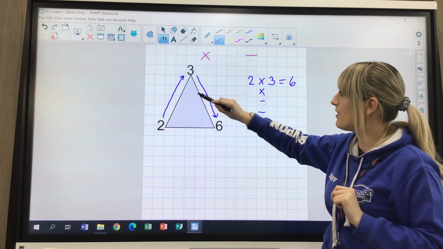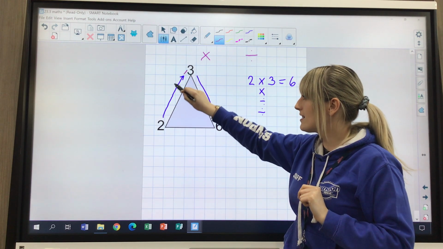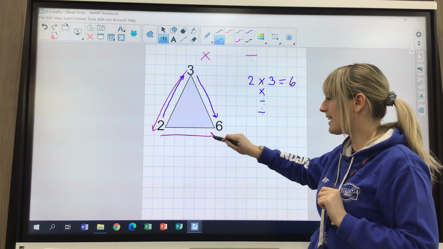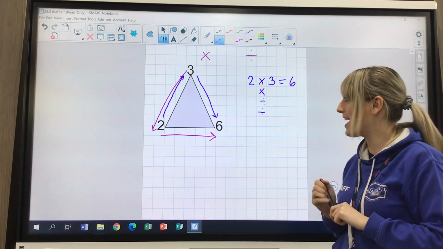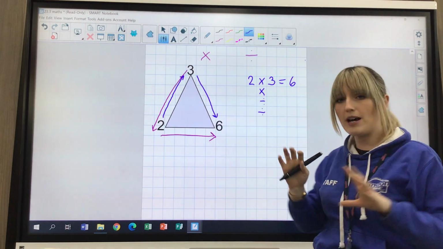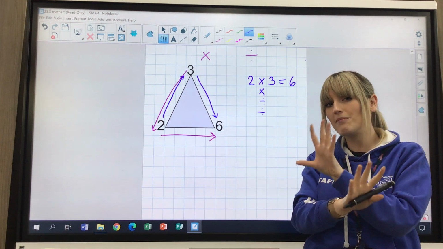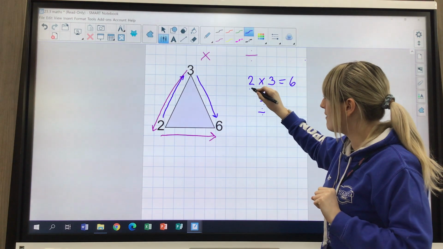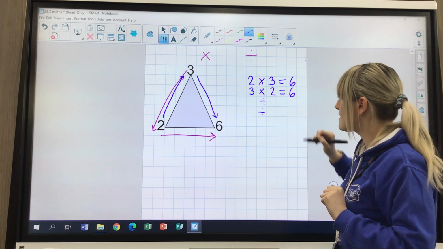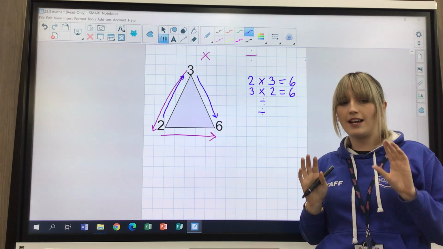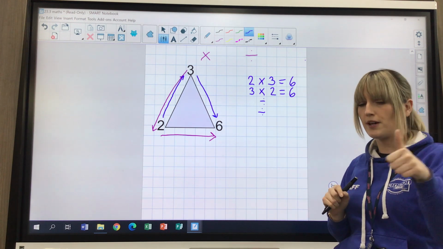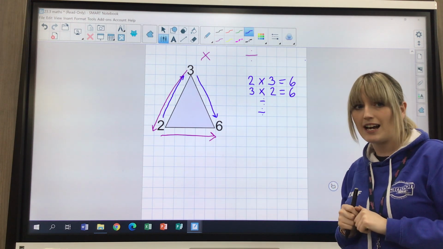Let's go a different way. Okay, so now I'm going to go this way. 3 times 2 is 6. So I've got a different way around my triangle. So I'm switching it round because I know that multiplication is commutative. So I'm going to switch it round. 3 times 2 equals 6. Now let's just check. Is our biggest number at the end? Thumbs up.